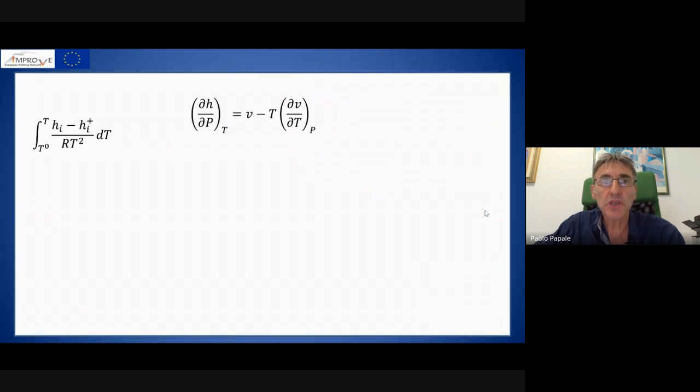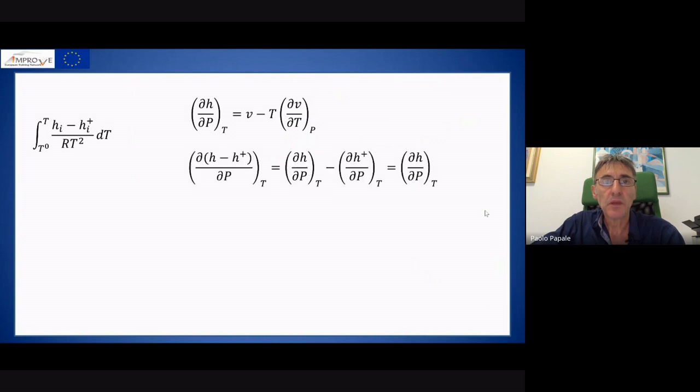Here is the same expression, and again, the integral term where we want to replace enthalpy with volume. In the integral term, we have the difference between molar enthalpy at real and ideal conditions. If we consider the pressure differential of that difference, we see that it is equal to the pressure differential of the real part only, because the ideal part only depends on temperature.